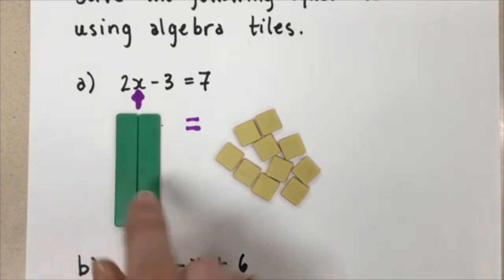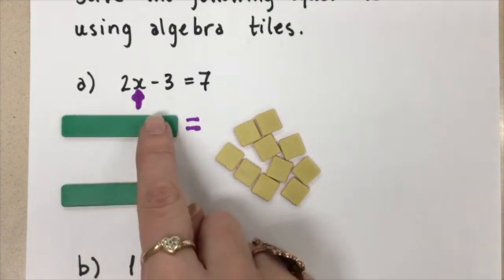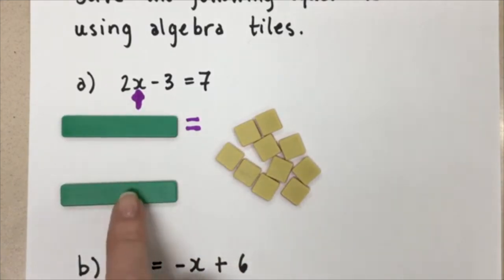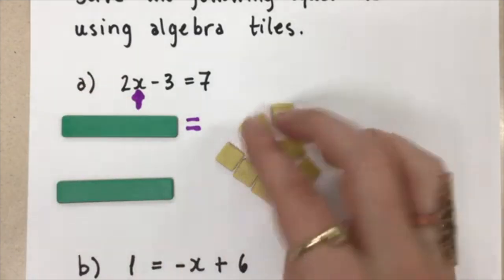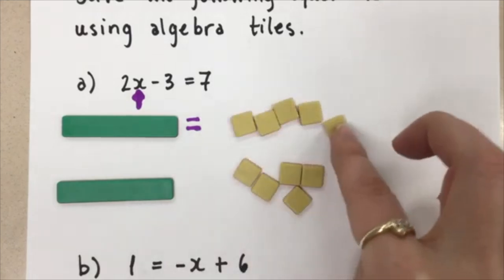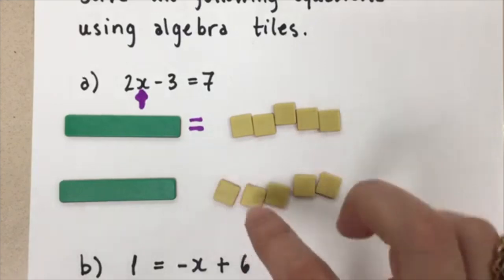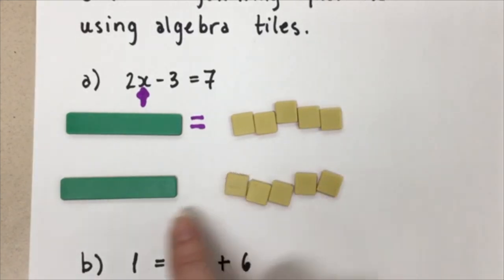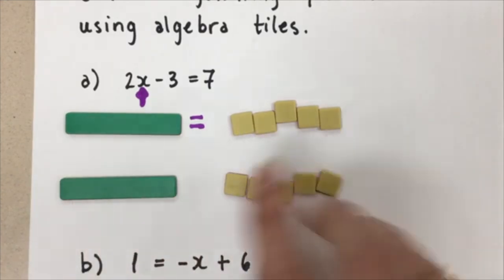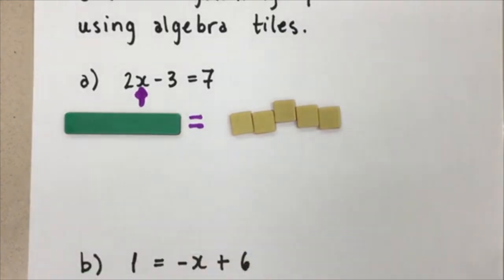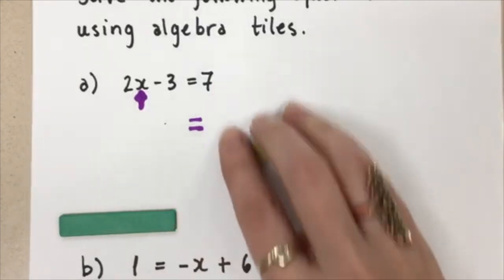So you see how I have 2 x's? Let's break them up into 2 groups. Now I have a group with 1 x in it, and I have another group with 1 x in it. But again, we want to keep things equal. So if I divide this into 2 groups, I want to divide this side also into 2 groups. How can I do that? Well, they were 10, so I can do 5 and 5. And now you see that 1x equals 5, 1x equals 5. So here is our solution. X equals positive 5. Let's write that in.